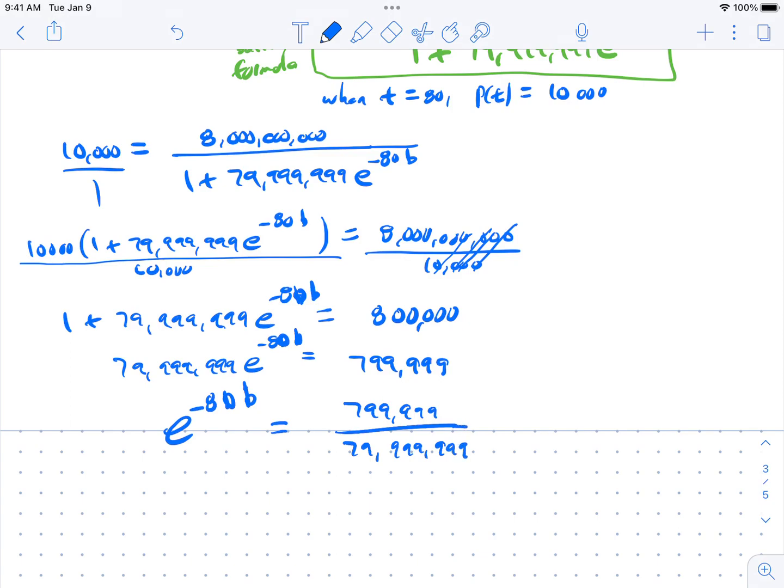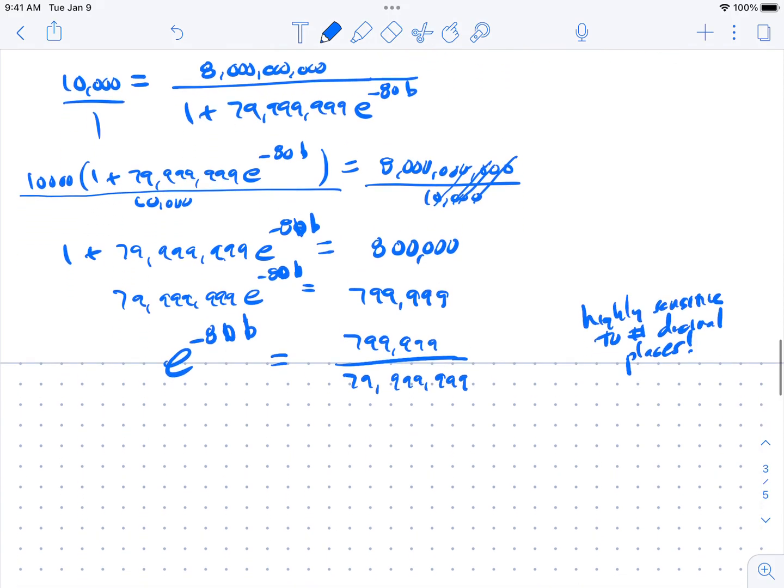And I'm not going to turn that into a decimal because, like I say, these things are highly sensitive to the number of decimal places you carry, right? Warning. Highly sensitive to the number of decimal places. And that's why I am not going to turn this into a decimal. I'm going to let my calculator worry about it later. Anyway, I got the E there.